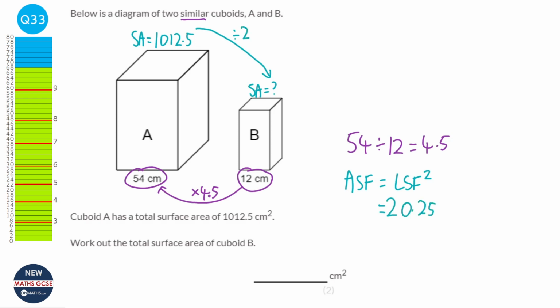And so if the area scale factor is 20.25, I then do 1012.5 divided by the area scale factor, so divided by 20.25, and we get the answer of 50.